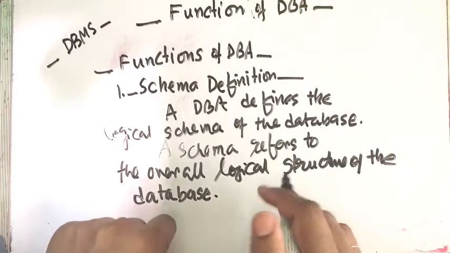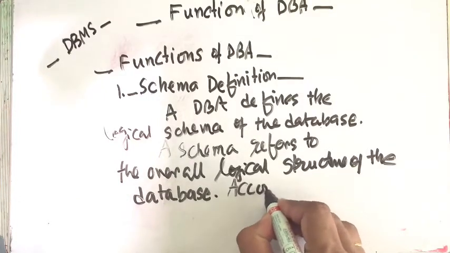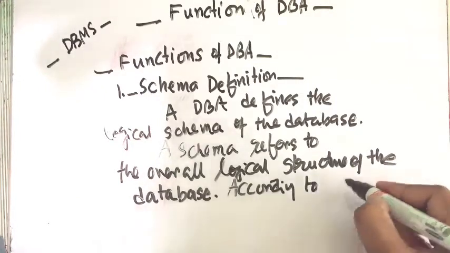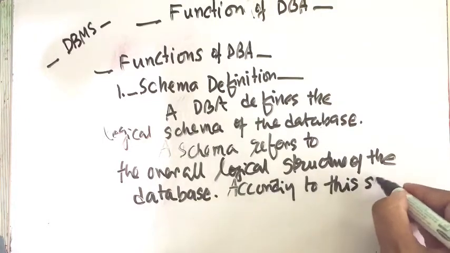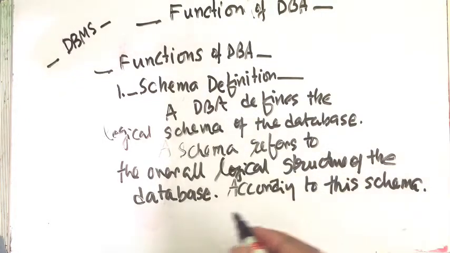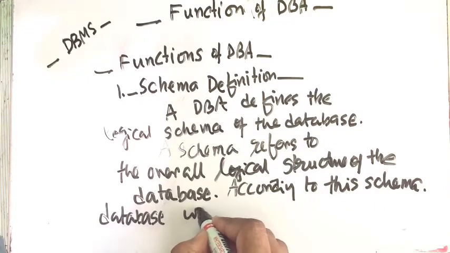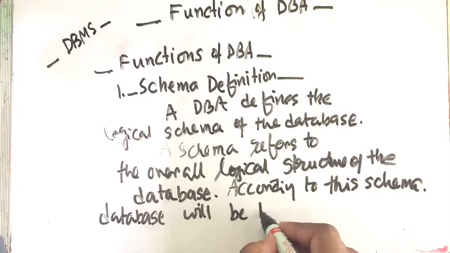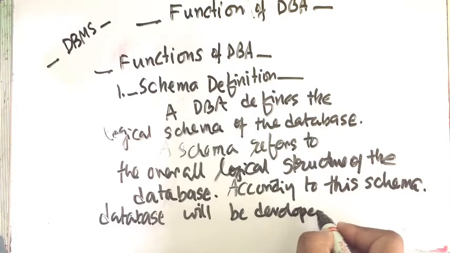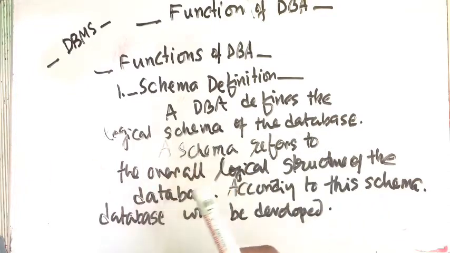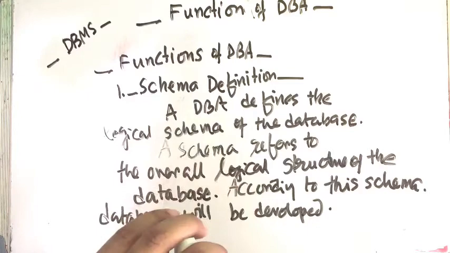According to this schema, the database will be developed. Different organizations require different kinds of databases, so DBA has to design the databases, the logical structure of the database. So this is the first function of DBA, that is the schema definition. It is used to define the schema.